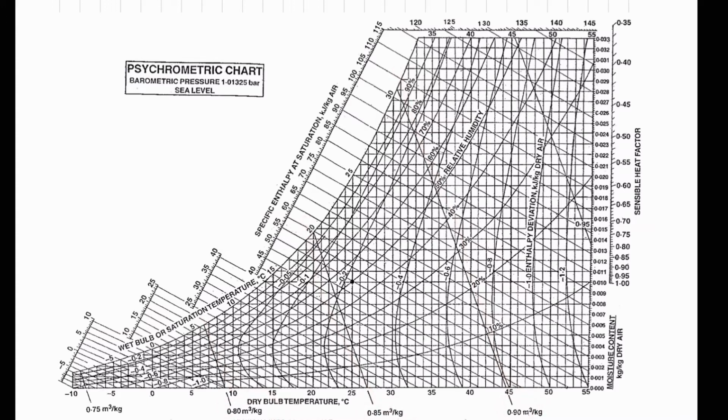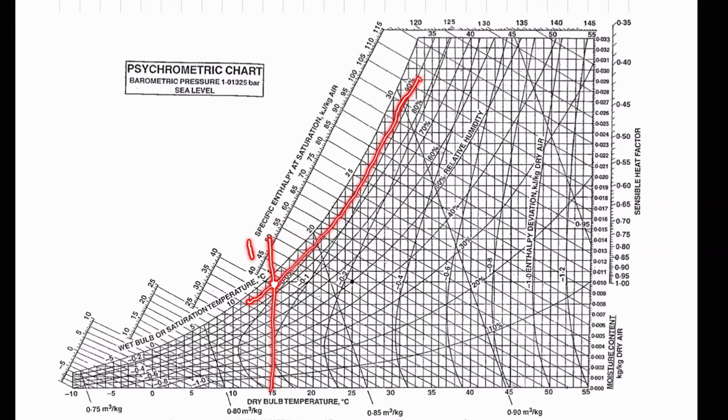Now what is the condition given? Point 1, dry bulb temperature is 15. So 15 meaning this will be dry bulb temperature 15, and second data, RH is 90%. So 90% RH, this is the curve. So at the intersection you will get point number 1.